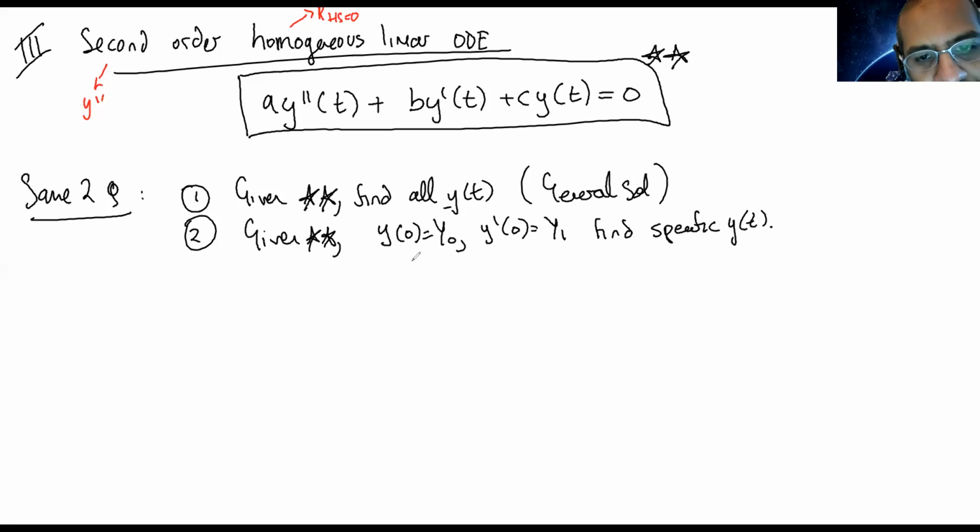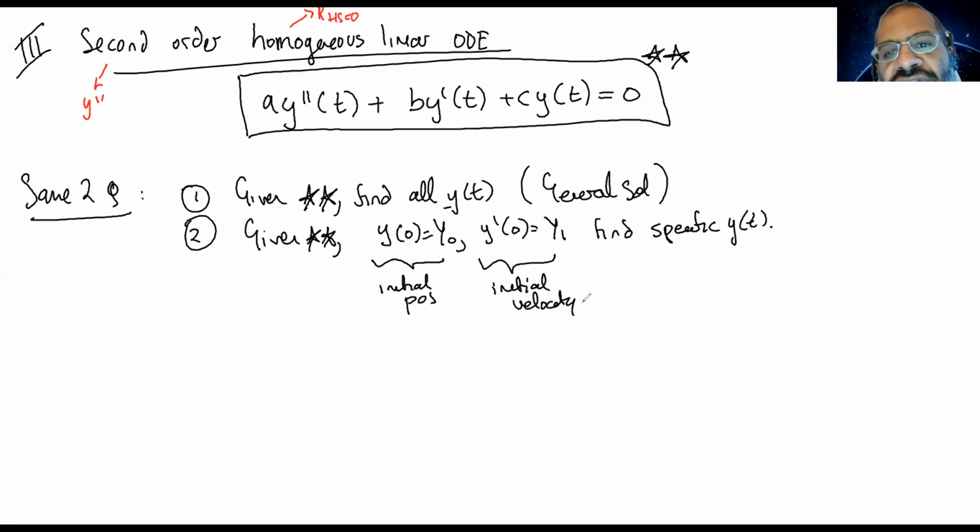Now, by the way, in the spring system, this is the initial position, and this is the initial velocity. So the second question is very well motivated from a physical point of view. It's asking, if I know the position and velocity at one moment in time, can I predict what it is at some other time? And is that unique? Okay, so I'm going to show you these via an example.